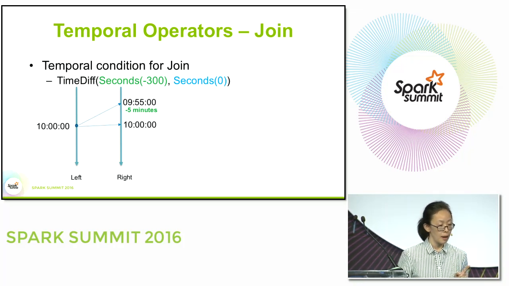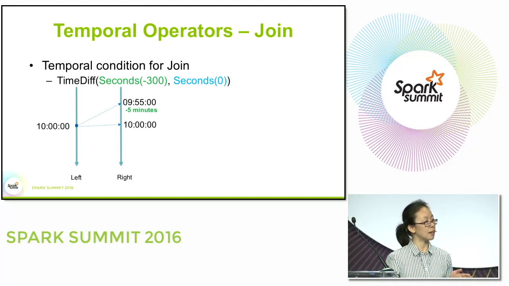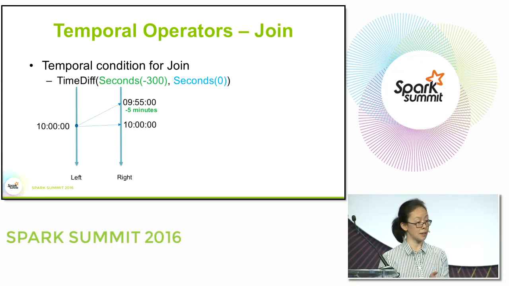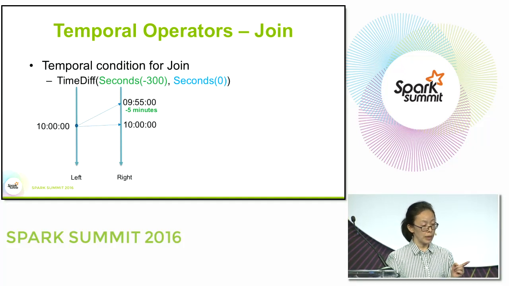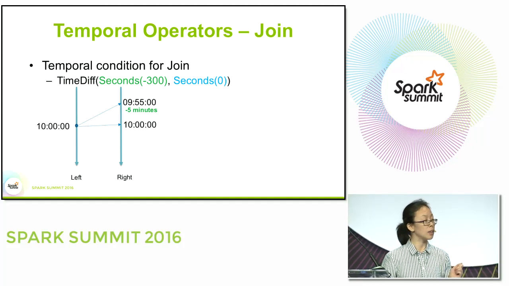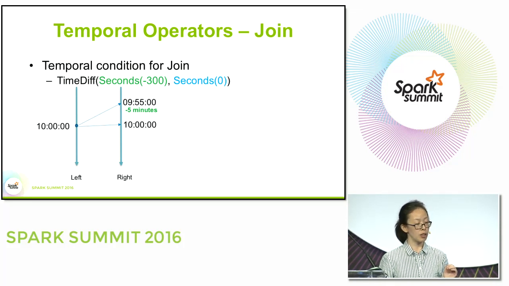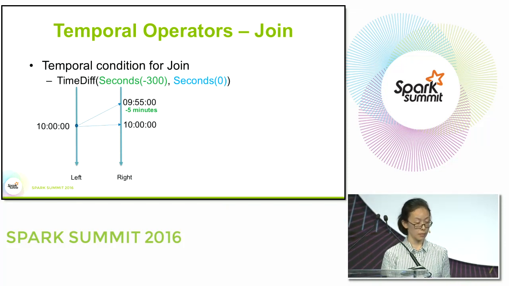So what we do is, for each event on the left side, it will help to purge events on the right side. For example, when you get the event with timestamp 10 o'clock on the left side, right? Because it will only be joining on the events for the past 5 minutes, you know that the events on the right side that are before 9:55 can be gone. So you can purge the state that way.